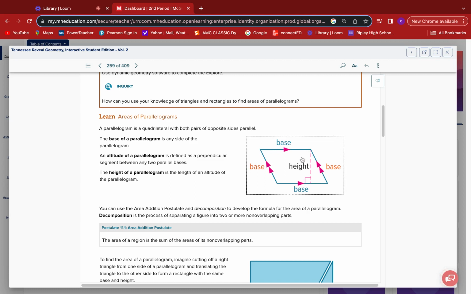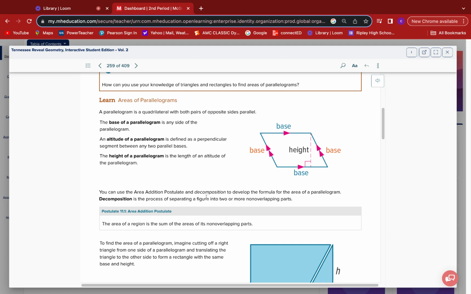The altitude is the perpendicular height. So if you're a brand new teacher, you'll have some students that want to call this side the height, and that is not really the height. There'll be some problems later on when we talk about volume, and it's considered the slant height, not the actual true height. So height is the perpendicular distance between the base to the other base.